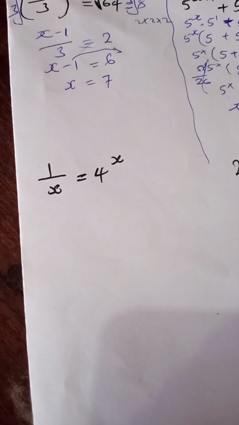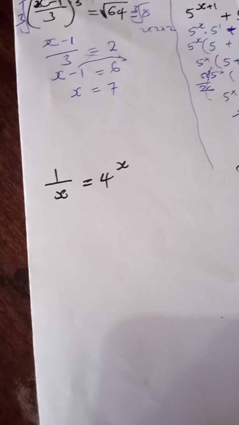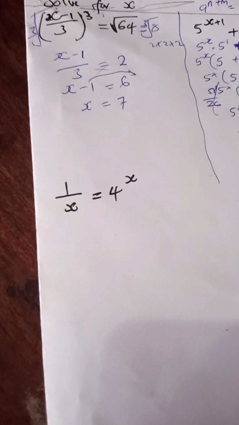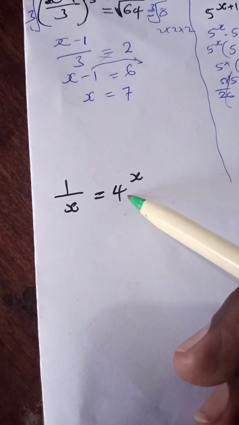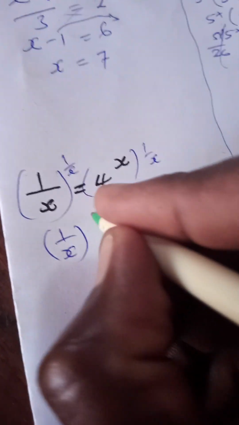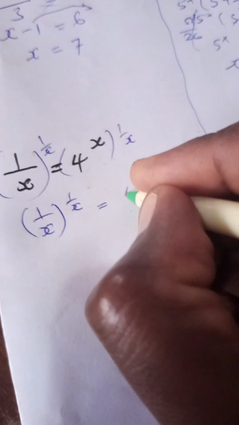Okay, yes, so I think that is that. For this one here, 1 over x is equal to 4 raised power x. So we want to find a way that we will do away with this power here. So how do you do it? To do away with this power on the equal sign side, you multiply by its reciprocal. Its reciprocal is 1 over x, and you do it for both sides. If you do that, you get 1 over x into bracket 1 over x is equal to 4.